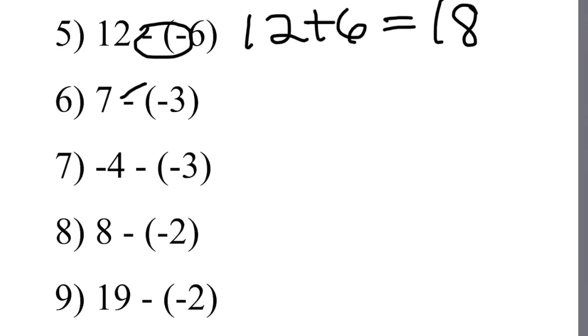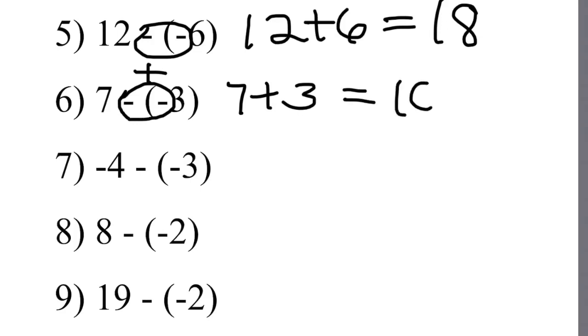As you get the hang of noticing the subtraction sign and the negative sign, these problems should be a lot easier. 7 plus 3 is the same as 7 minus negative 3, which is 10. So 7 minus negative 3 is 10. Pause the video and try number 7 on your desk.